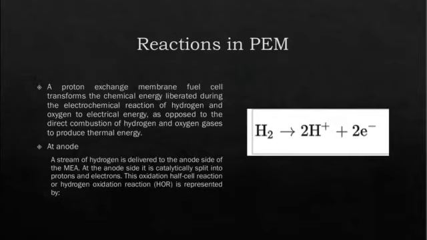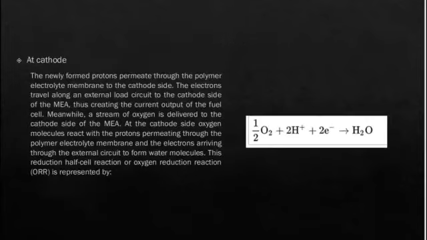The first reaction happens at the anode, where a stream of hydrogen is delivered to the anode side of the MEA. At the anode side it is catalytically split into proton and electron. This oxidation half-cell reaction, the hydrogen oxidation reaction HOR, is represented by the chemical reaction beside: H2 equals 2H+ and 2 electrons.